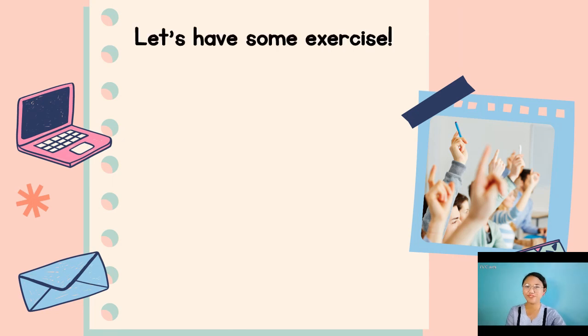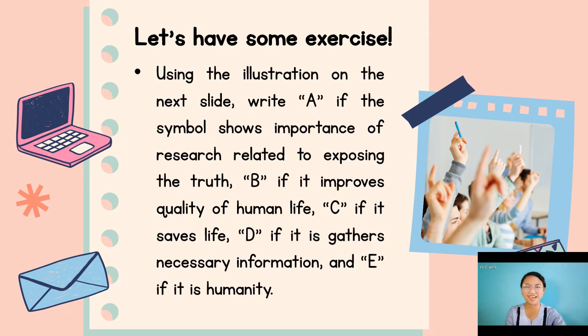Now that you have learned the 5 importance of research, let's get into exercising our brain cells again. Excited? So for this exercise, here's what you're going to do. Using the illustrations on the next slide, you're going to write letter A if the symbol shows importance of research related to exposing the truth.